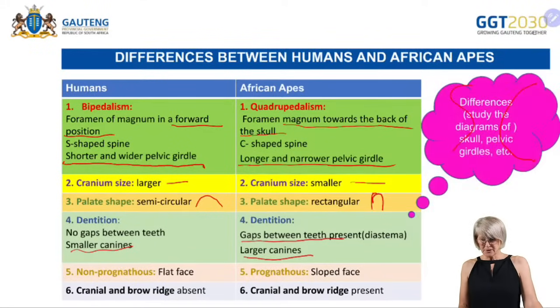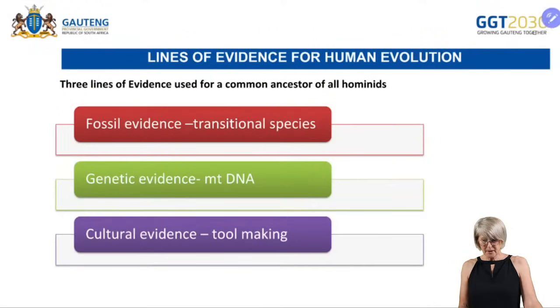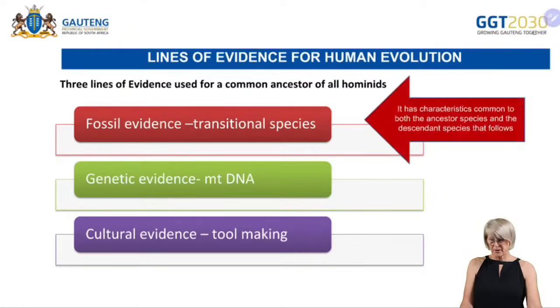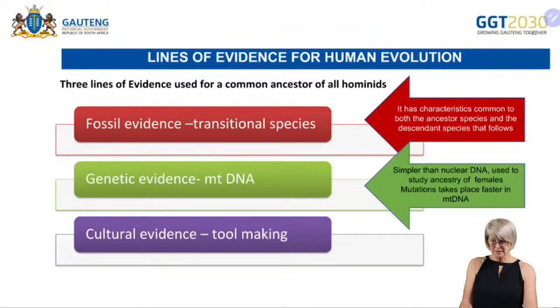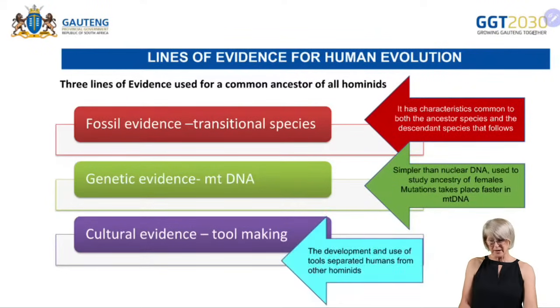Alright, so those differences you must study. Right, then the lines of evidence are fossil evidence, genetic evidence, and cultural evidence. Okay, so we have a look to see the similarities in the fossil structures. Genetic evidence, again, we also look at the similarities or the differences, and then we can have a look at the cultural evidence. So the use of tools tells us how far or how more evolved organisms or humans are.